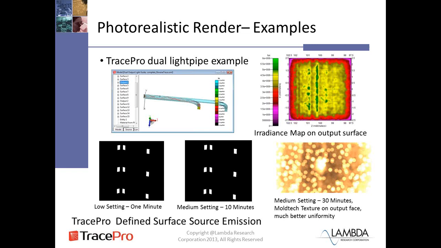That's a much more difficult calculation, and this is why the photorealistic render needs two passes. We need one for forward and one for reverse, and then we need the photon mapping to bring it all together.